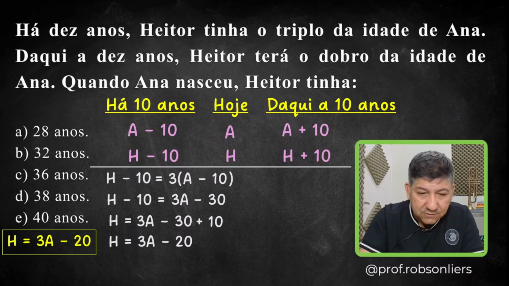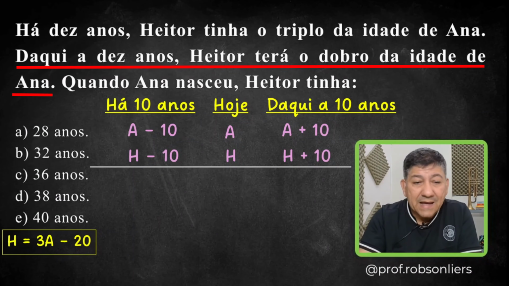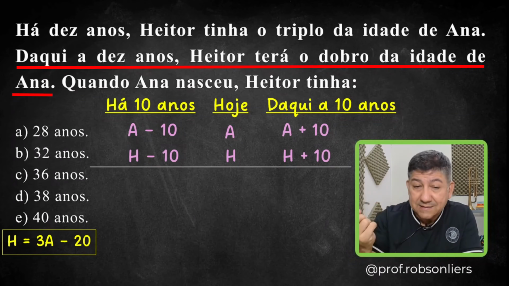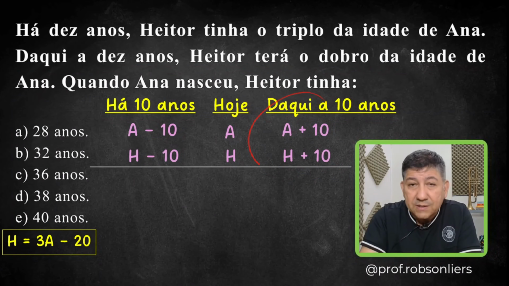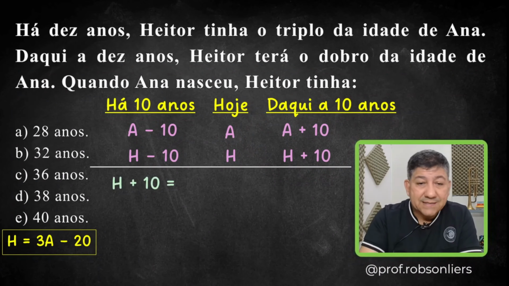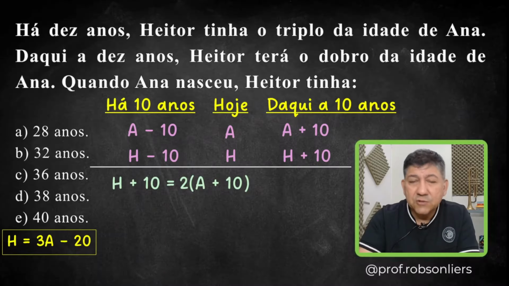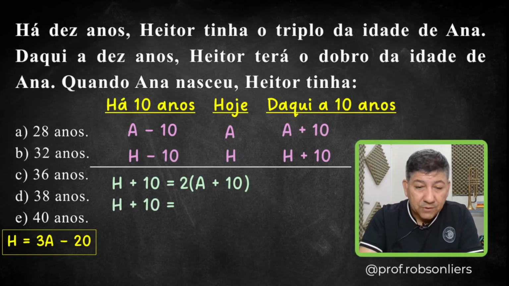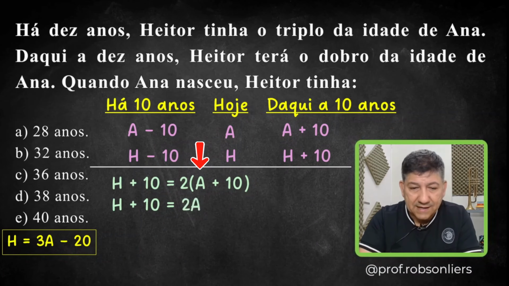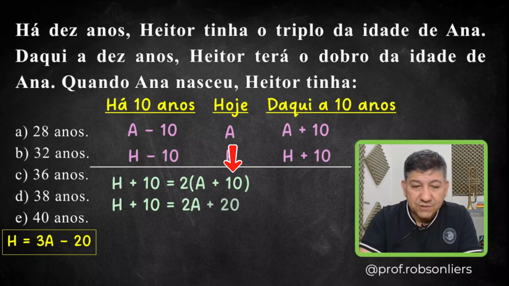Going back to the problem statement, let me erase this here. Look at this. In 10 years in the future, 10 years from now, Heitor will be twice Anna's age. So, Heitor's age in 10 years, which is H plus 10, will be equal to twice Anna's age. So, twice the quantity A plus 10. Solving this equation the same way we did with the first equation: H plus 10 equals 2 times the quantity A plus 10. The 2 is multiplying everything inside the parentheses. So, 2 times A, 2A. 2 times 10, plus 20.